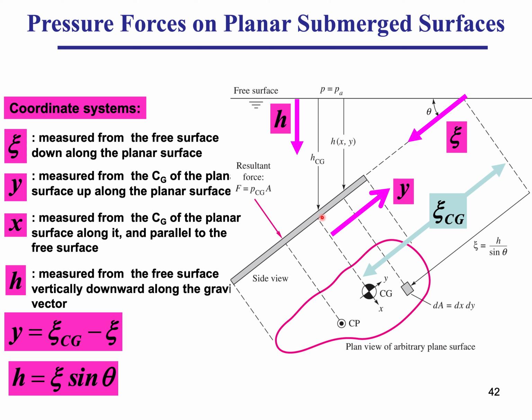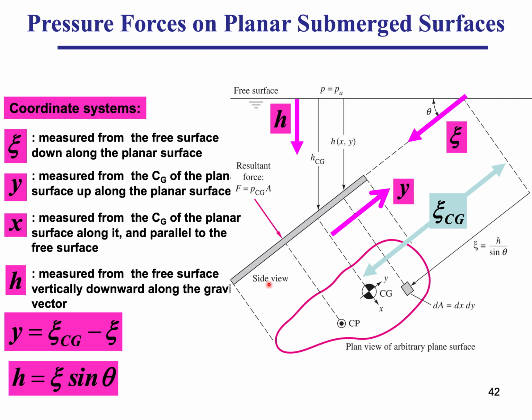Then we have another coordinate system, zeta, which has its origin at the surface of the water, and it's inclined at an angle theta, the same inclination angle as the plate, and it points in the opposite direction to y. So that's zeta. That's zeta equals 0, and the distance from the surface to the center of gravity is going to be the distance zeta cg.